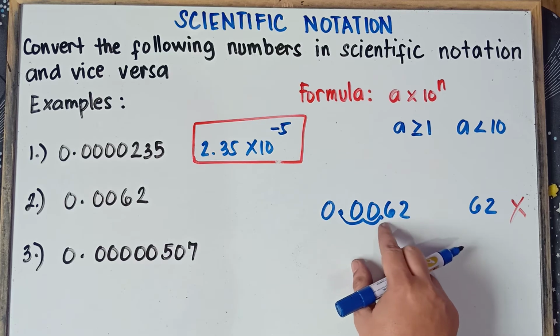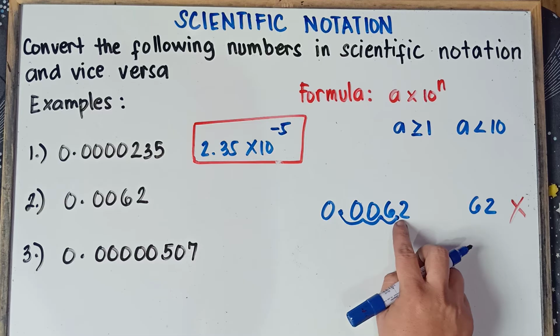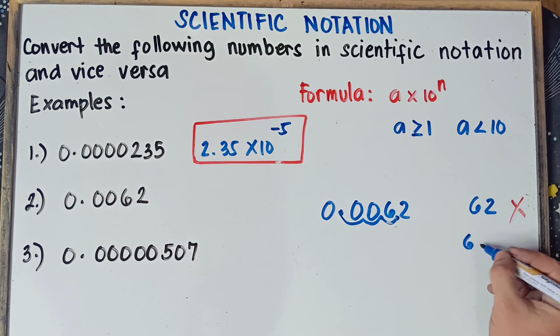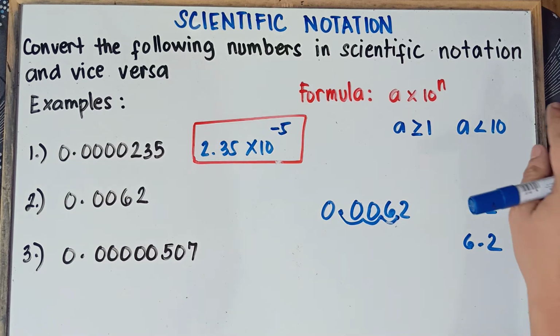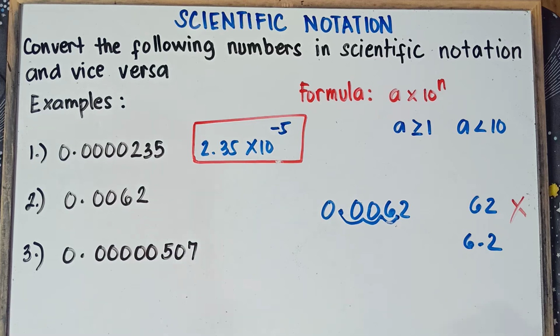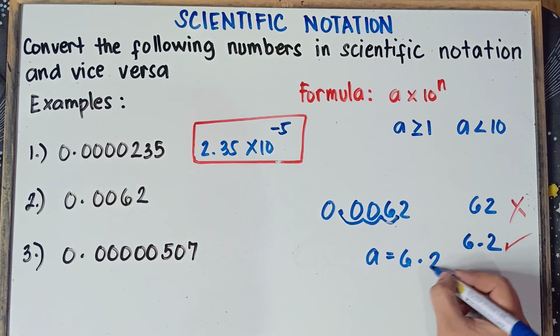Move the decimal point left to right once. So 1. And the decimal point will be here in between 6 and 2. So we will have 6.2. Now, can we accept 6.2 to be our A? Yup, we can accept 6.2 because 6.2 is less than 10 and 6.2 is greater than 1. So this will be the value of A. So A is equal to 6.2.